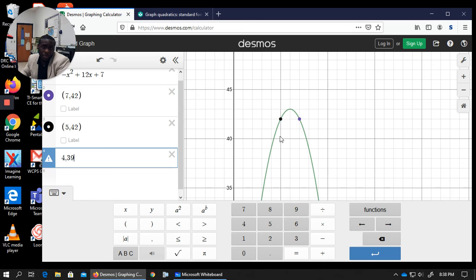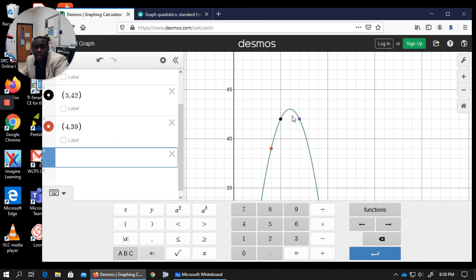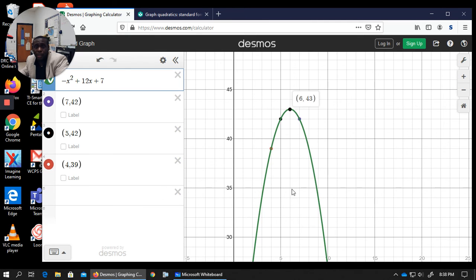Now, this part might be easier if you have a TI graphing calculator, because you guys should know how to view a table of values on the TI graphing calculator. But it's not complicated to do it with this either. All right. So that's that point, and then that last point there is 839.